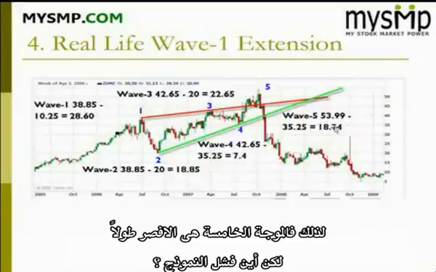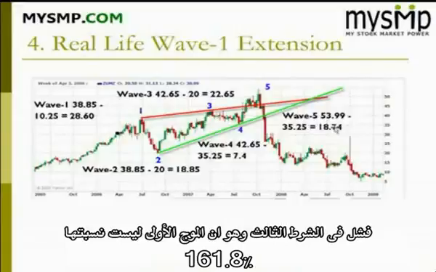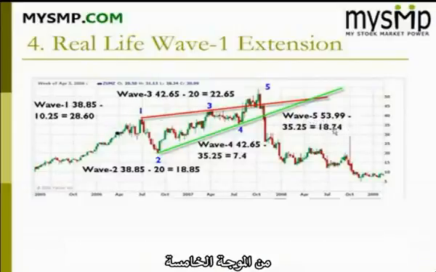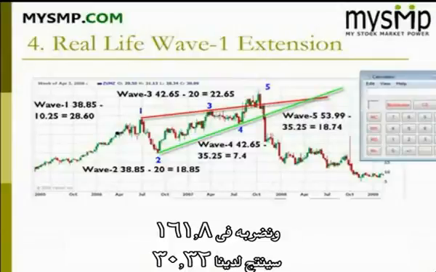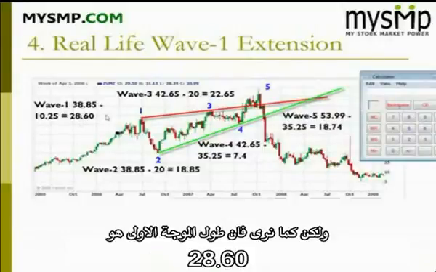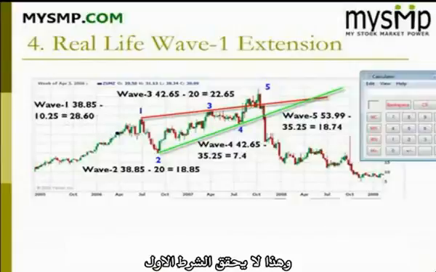But where this pattern fails, our three mandatory rules for wave 1 extensions, is that wave 1 is not 161.8% greater than wave 5. So if you take wave 5, you take 18.74 times 1.618, you get 30.32. As you can see, wave 1 is only 28.6, so it does not meet our requirement.